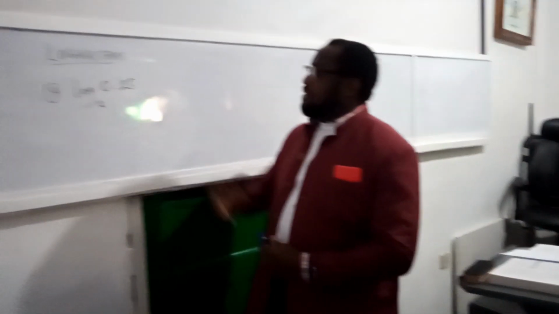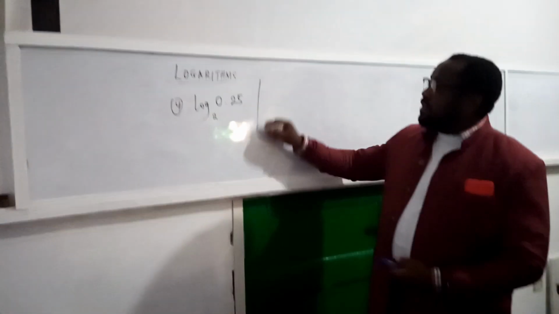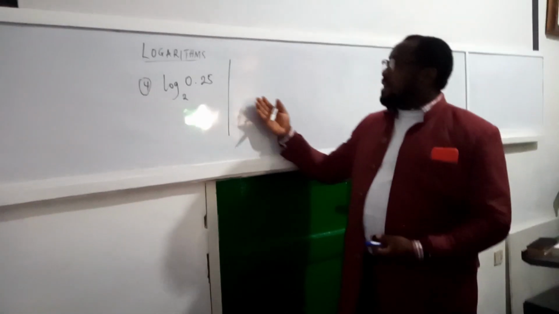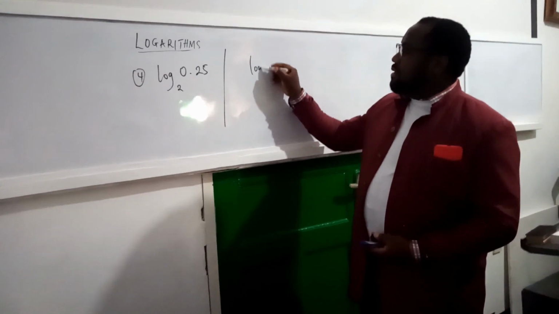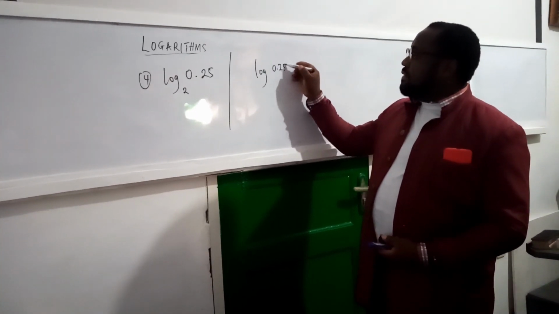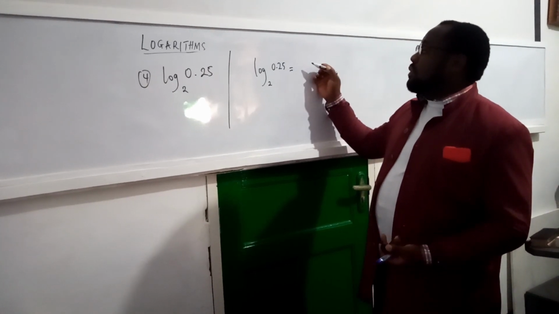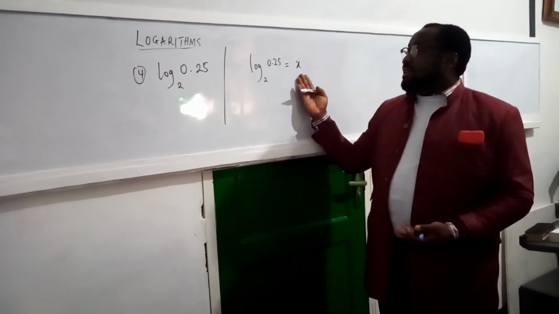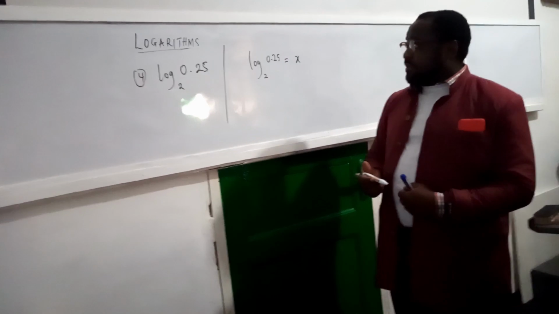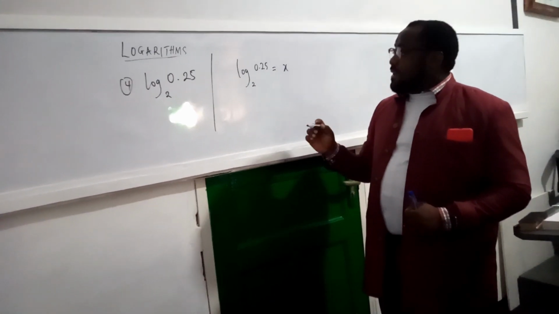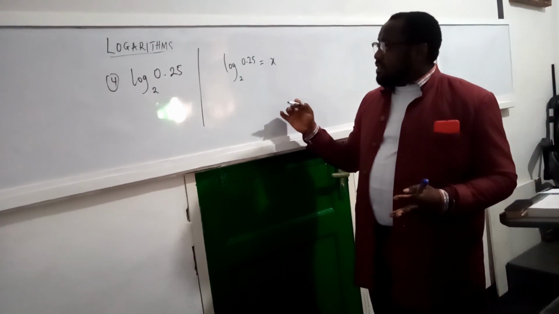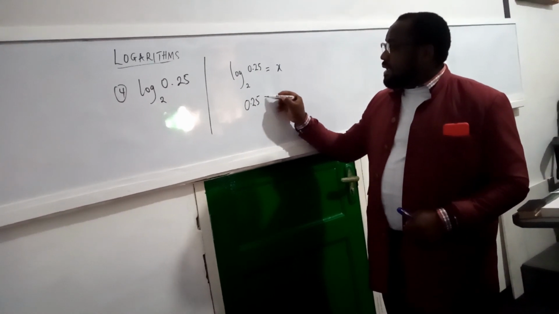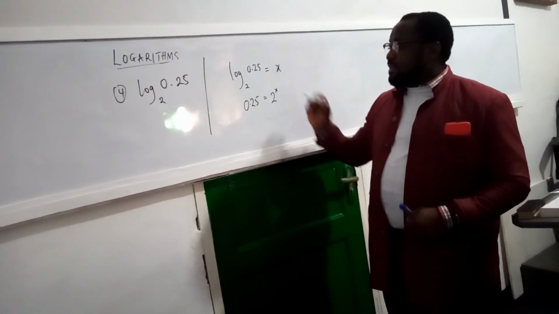Alright, so let's solve this. Log 0.25 base 2 can be written as log 0.25 base 2 is equal to, let's call it x. So our question says we should find the value of x. What is x? So this means 0.25 is equal to 2 exponent x.